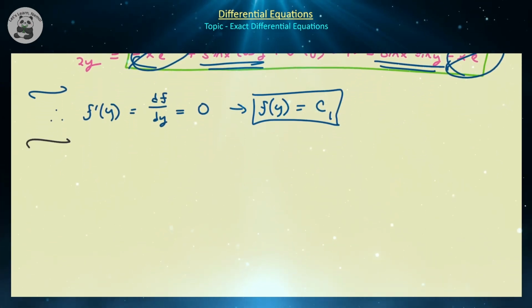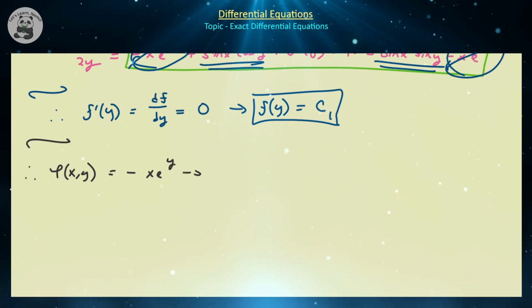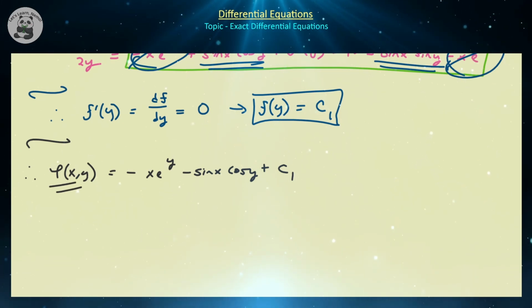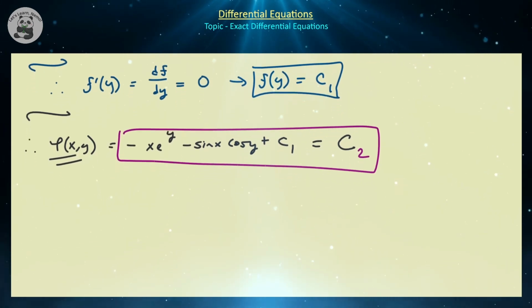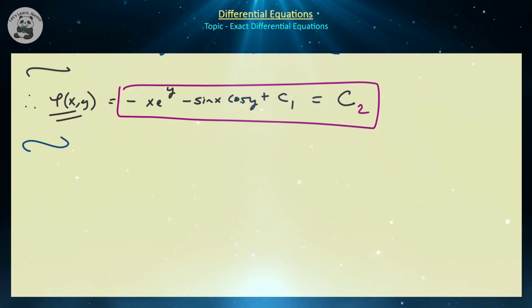Okay. So that means what? So that means our function of y, once we go back to our previous equation, is going to be equal to minus x e to the y minus sine x cosine y plus our function of y, which is just c1. And the only function phi that satisfies all of these criteria is if all of them are equal to some constant c. Let's actually just call it c2, and then we'll combine all of these constants together at the end. So therefore, what is going to be our general implicit solution?